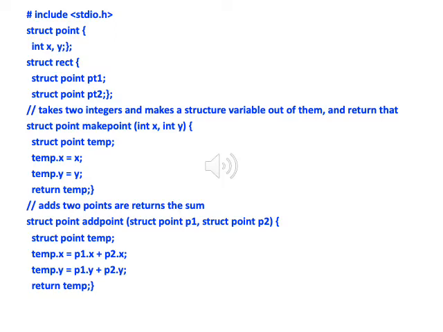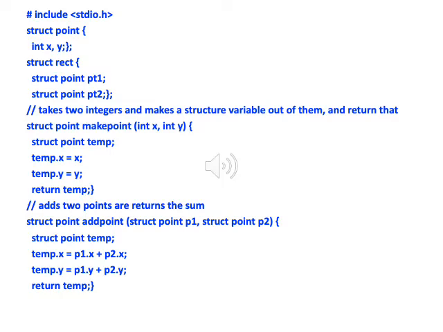So here, as you can see, what is happening is we have defined two different structures. Okay, so the first structure is a point. A particular point will have an x and y component. Okay, so that is one structure.